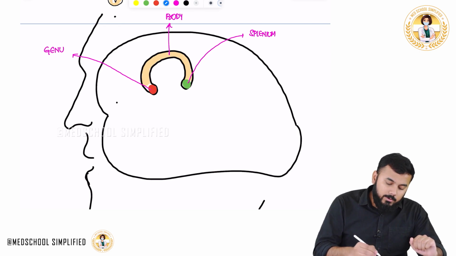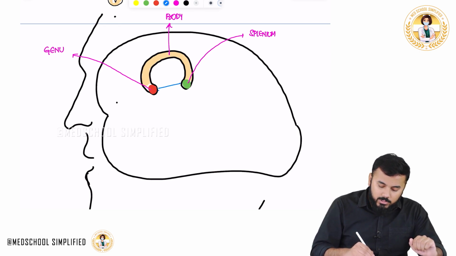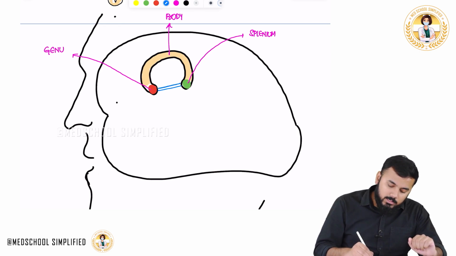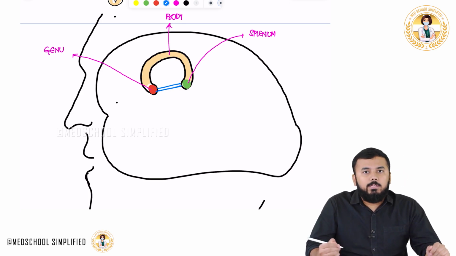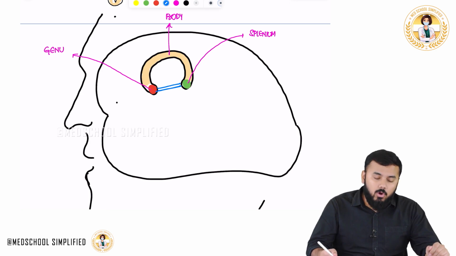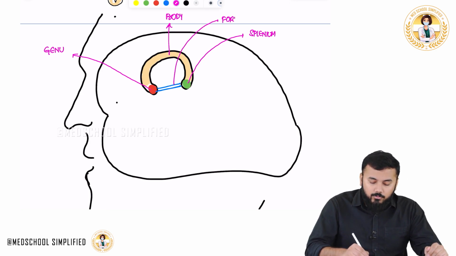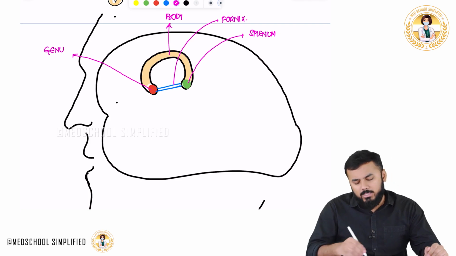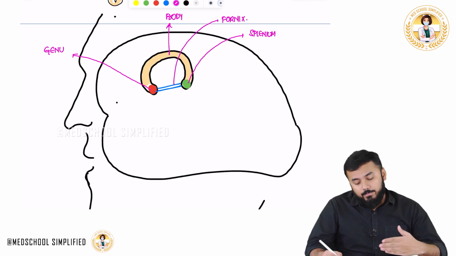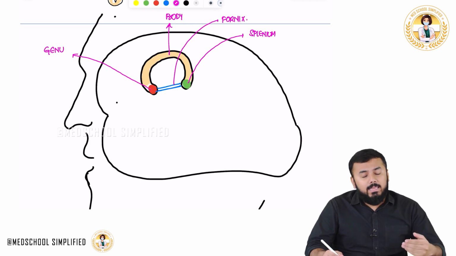Now down here you have a structure drawn in this way, right? What is this particular structure which I have drawn over here? This is called the fornix. So this particular structure is called the fornix. These things I have discussed again and again.